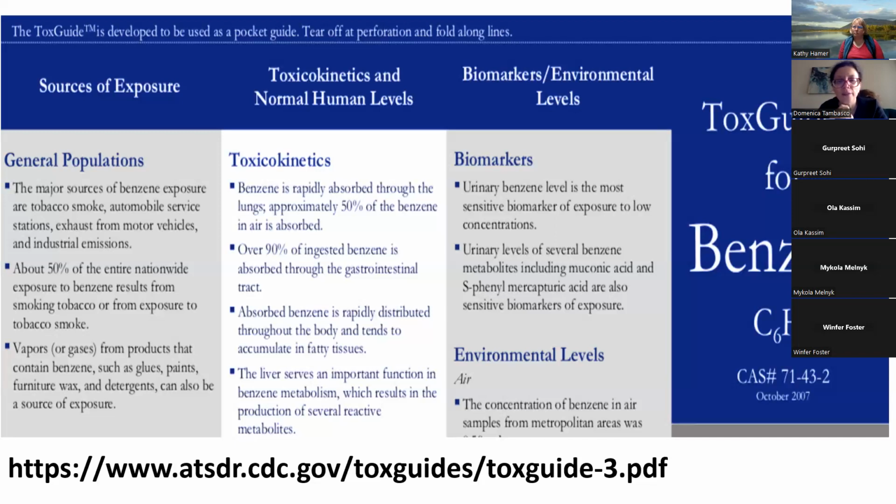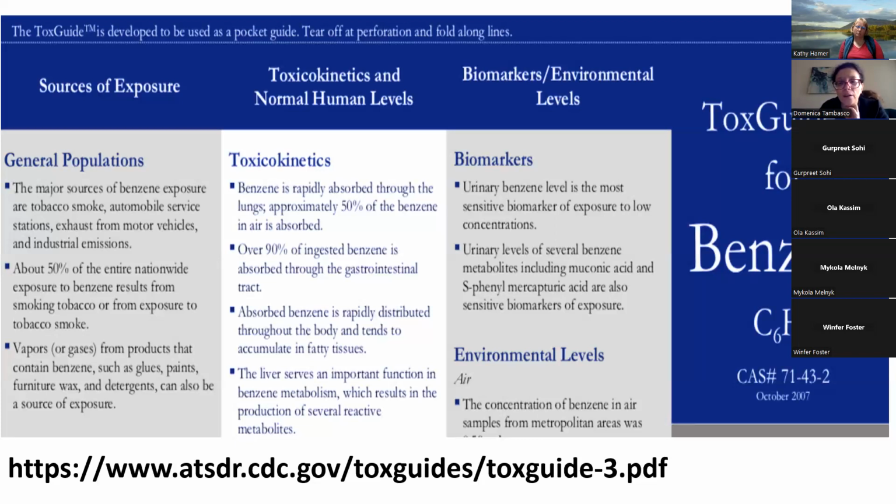At this website, there are many other ones for many other chemicals as well. I think they have one for all the heavy metals, as well as other solvents such as styrene, toluene, etc. Because benzene plays such a vital role in many industrial processes and it's a component of gasoline, it's very widespread in the environment.